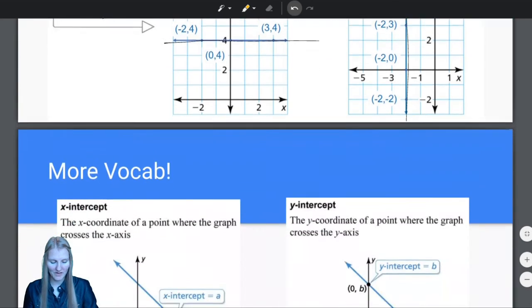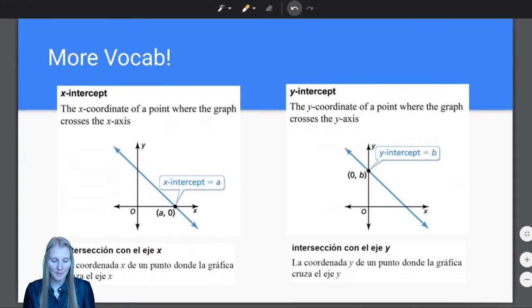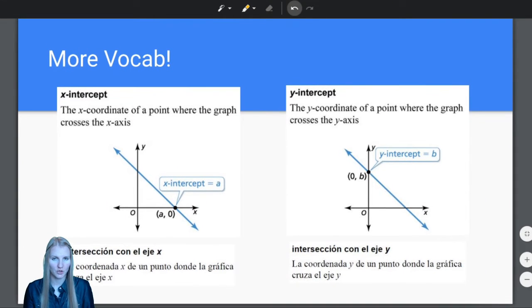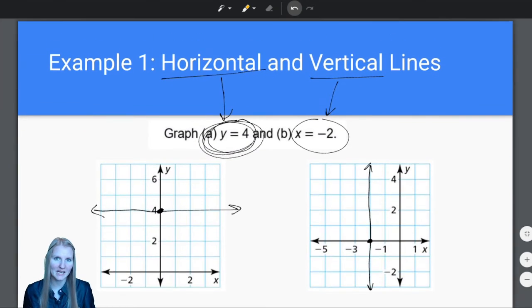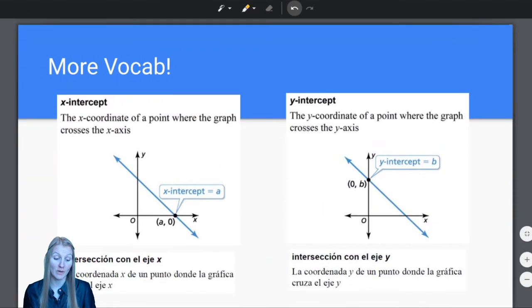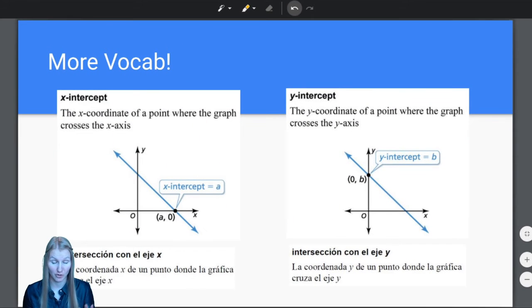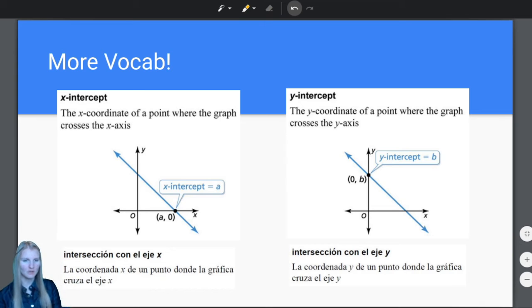Cool. Moving on. Some more vocab. So this vocab is going to help us work with standard form. Notice that we didn't really use standard form in example 1. We are going to use standard form in example 2. So in order to understand standard form, or to be able to graph in standard form, we need to know what x-intercept and y-intercept are.